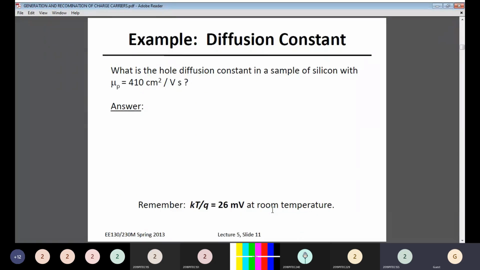What is the hole diffusion constant in a sample of silicon with mu p equal to 410 centimeters square by Vs? So the answer is Kt by Q is equal to 26 millivolt at room temperature.